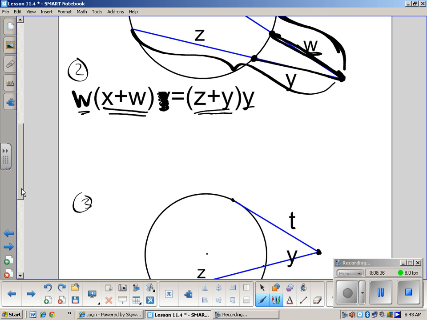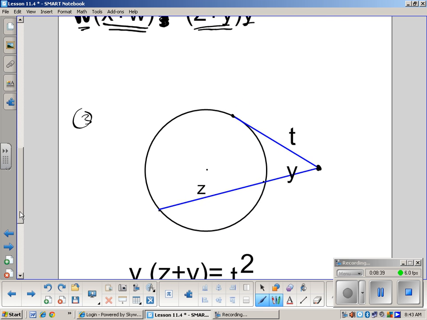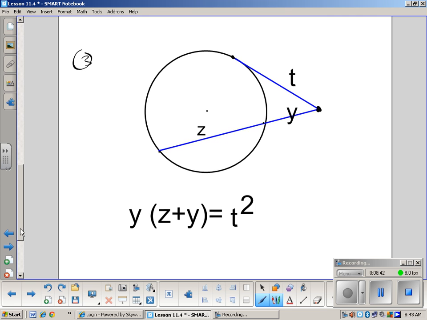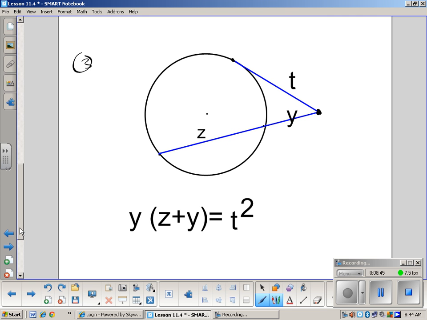All right? And then the last picture is a tangent and a secant. And because we have to have two segments times themselves, or the product of two segments, with the tangent we don't have two segments, we just have this one. And so to make it right, t squared is going to equal y times y plus z. And this distance here, y plus z, is the distance to the far side of the circle from the intersection.